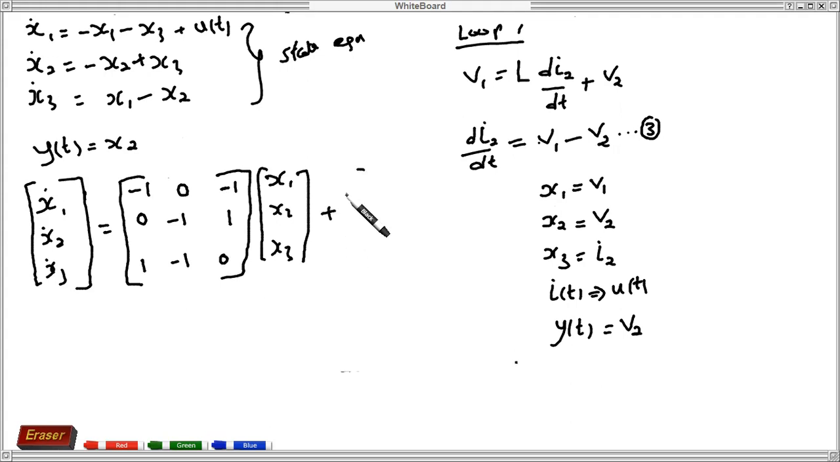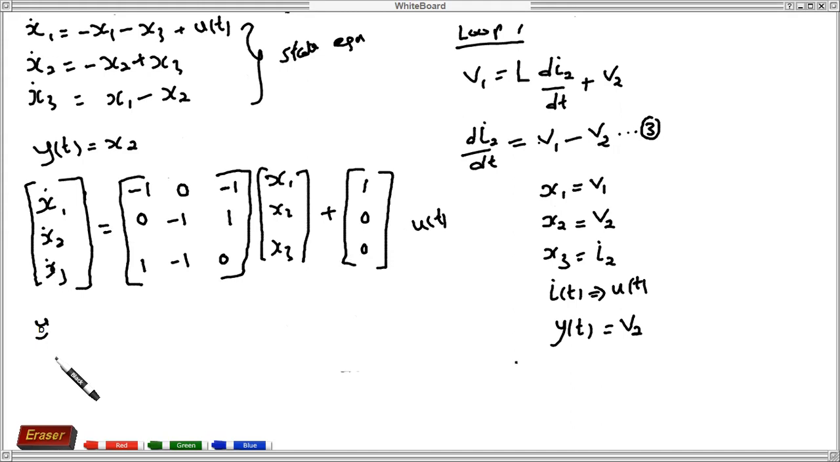Then plus the matrix B multiplied by our U of t, which is our input current. So x1 is the only term which is a function of U of t. So this is 1. All the others are zeros.